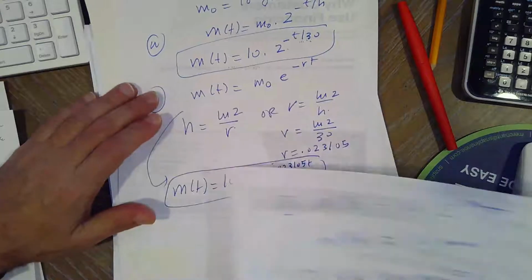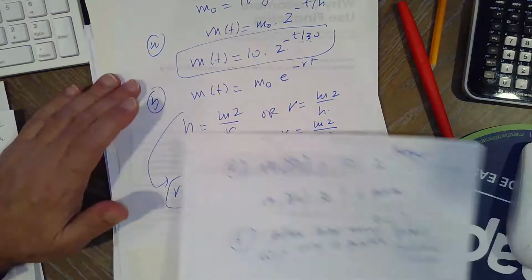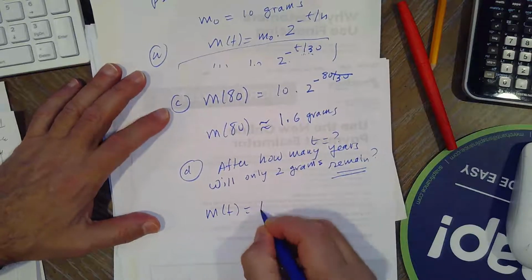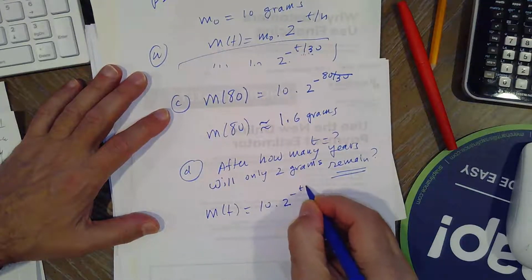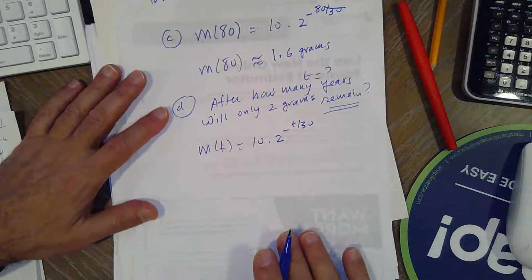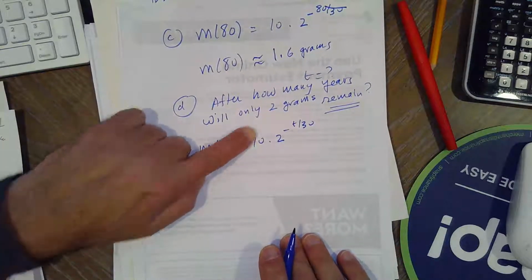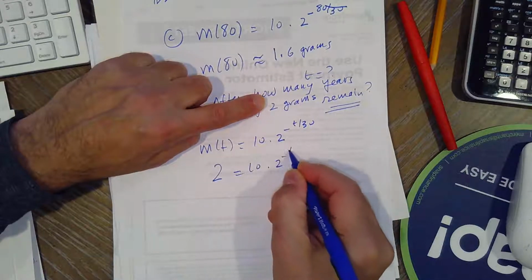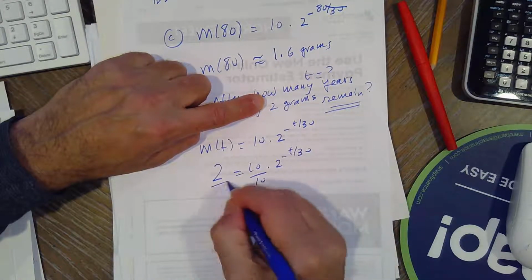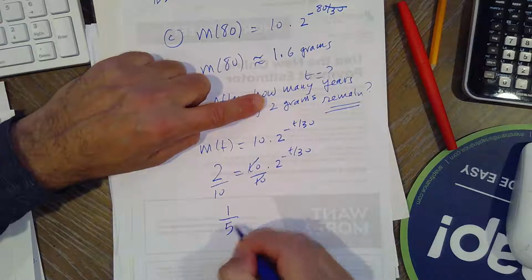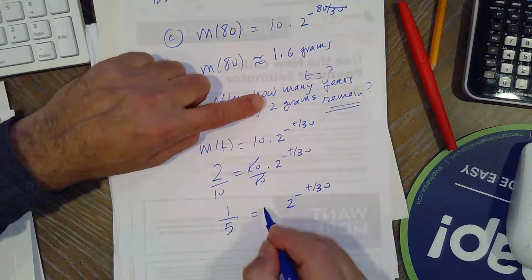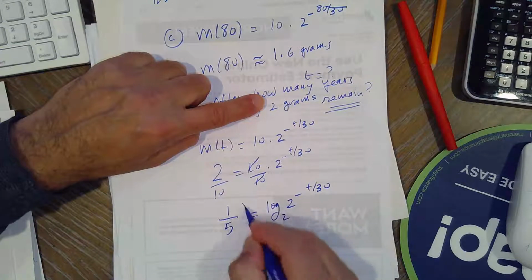Now again, we could do either formula, so I'll just use the exact one. M of t equals 10 times 2 to the negative t over 30. We want to find t. M of t is 2 grams. Divide by the 10. That's 1 over 5 equals 2 to the negative t over 30. And now it's an exponential to the base 2, so we're going to do log base 2.